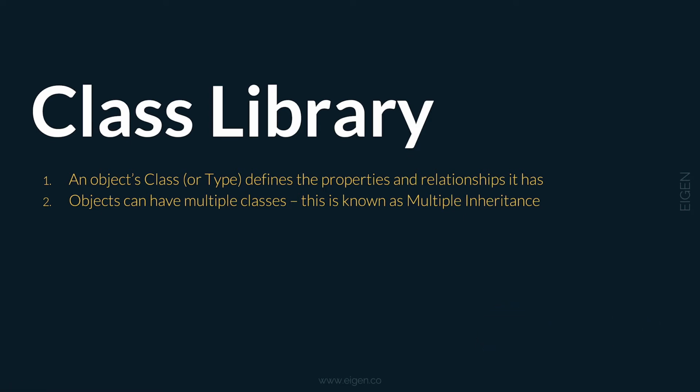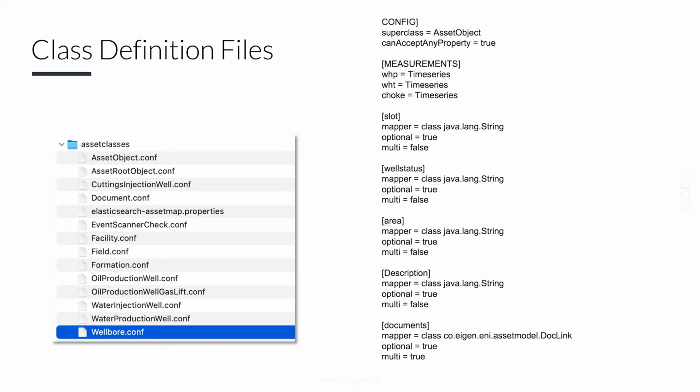Objects can have multiple classes, and this is known as multiple inheritance. The class library is defined using definition files. These list the properties, and again the relationships, that the object can be part of. So for example, here we have the class file for a wellbore.